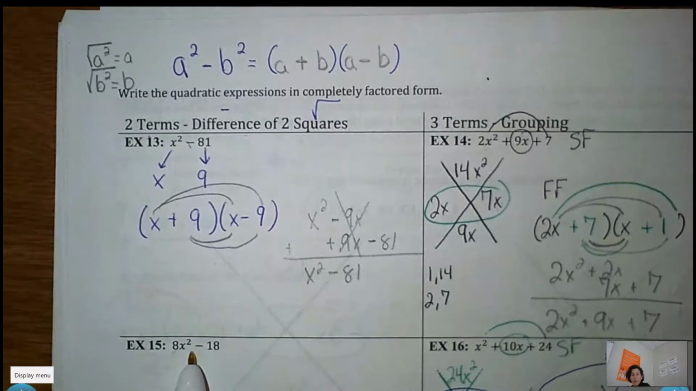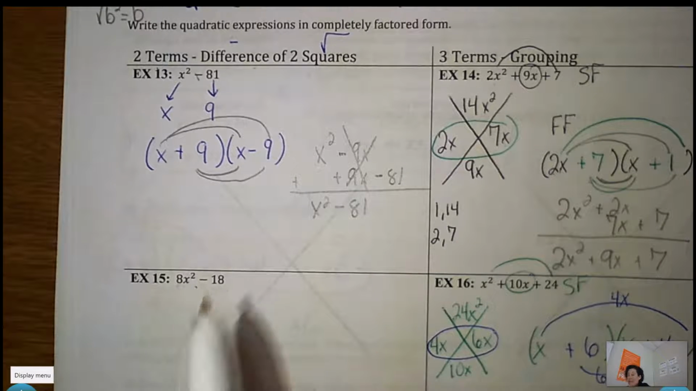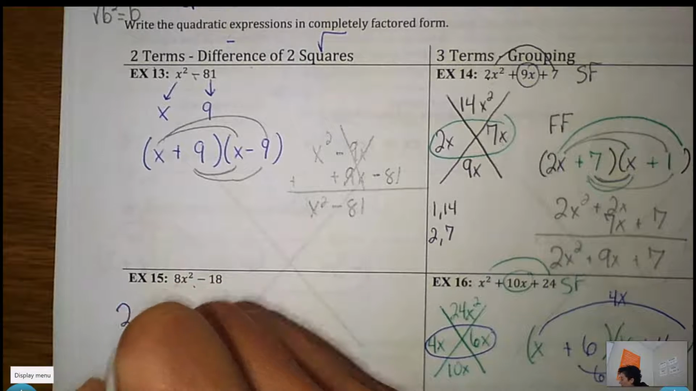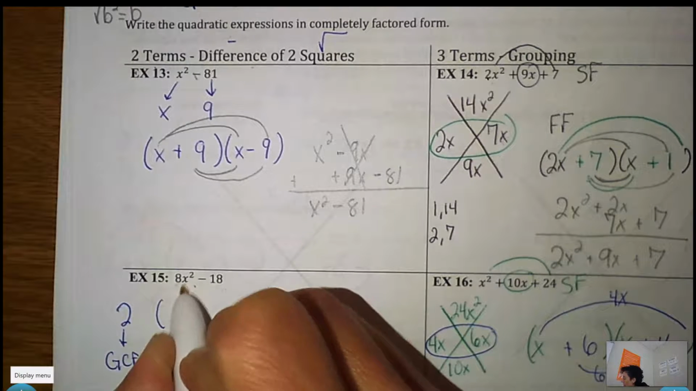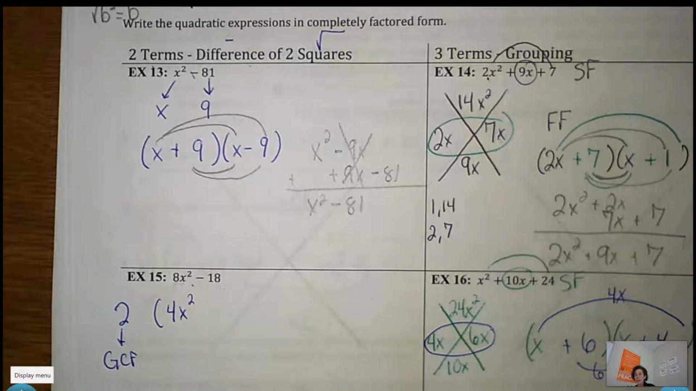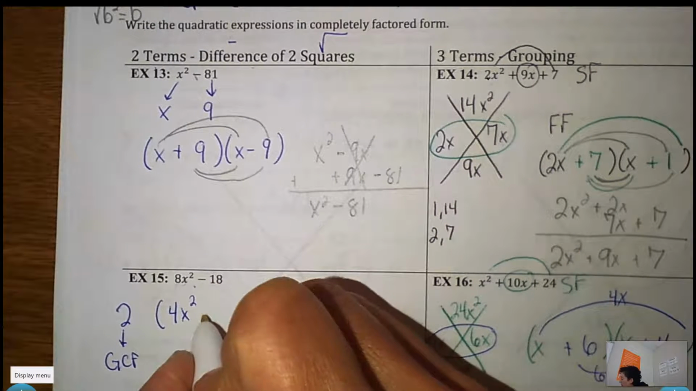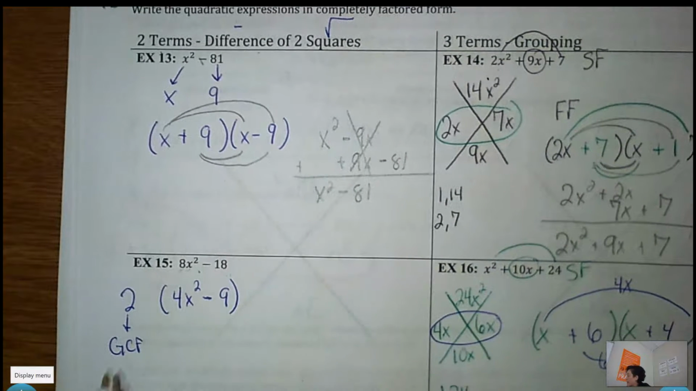So on this problem, what I'm noticing is I actually have a GCF. I can't factor an x out of both of these, but I can take a 2 out. So there goes my GCF. And when I take the 2 out, I'm left with a 4x squared. And when I say take the 2 out, I'm dividing the 2 out. And when I divide this or factor out a 2, I'm left with 9. So now I'm going to check this part.